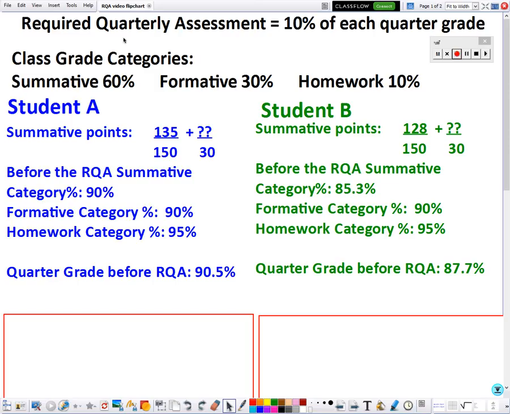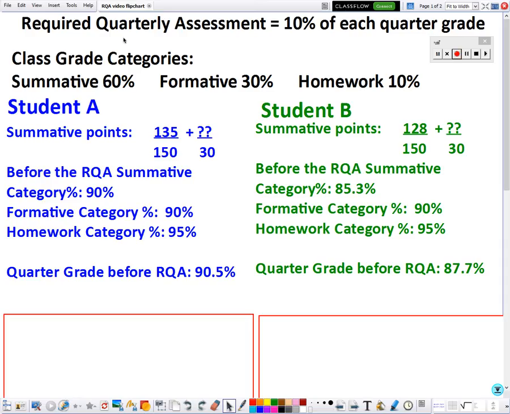So I'm making this video to show you what can happen when one assessment is worth 10% of the quarter grade, so that when you go to take your exam or your RQA at the end of each quarter, you're not surprised if your grade on the RQA, for lack of a better word, tanks your quarter grade and you're not expecting it. So I have two scenarios here.